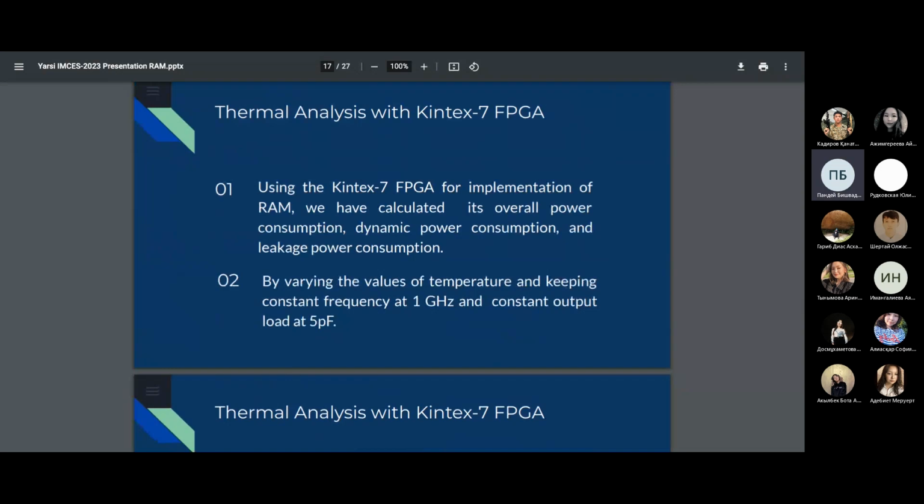Thermal analysis with Kintex 7 FPGA. Use the Kintex 7 FPGA for implementation of RAM. We have calculated its overall power consumption, dynamic power consumption, and leakage power consumption by varying the values of temperature and keeping constant frequency at 1 gigahertz and constant output load at 5 picofarad.